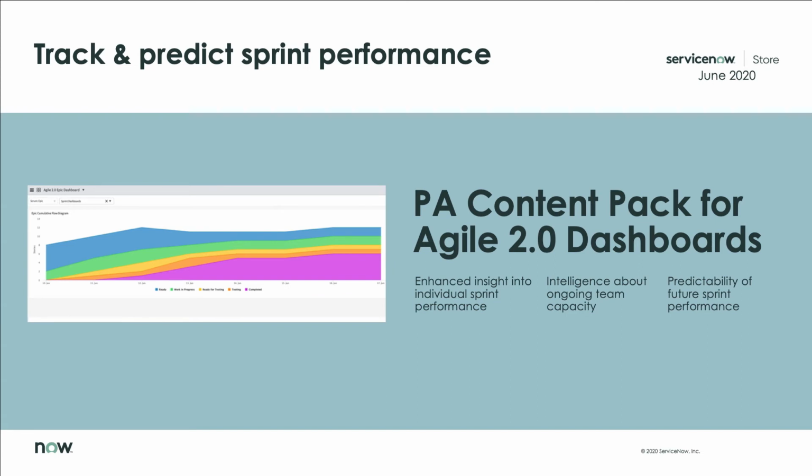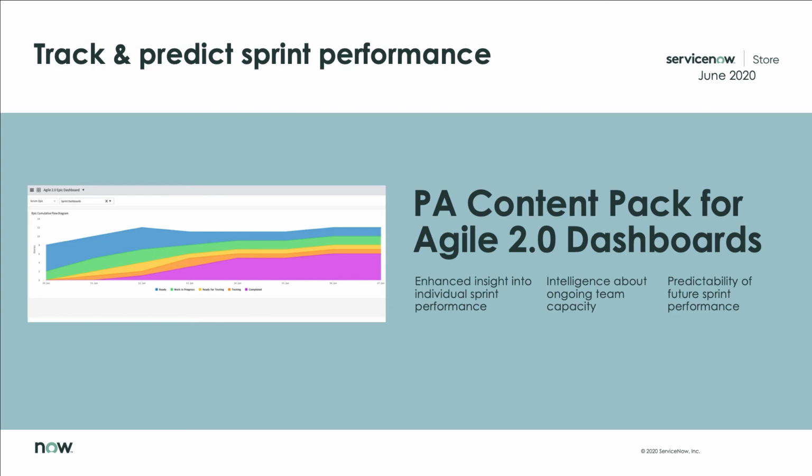It also provides intelligence about ongoing team performance by comparing completed to committed and expected capacity over time and showing the variance between them as indications of predictability. These enhanced Agile 2.0 dashboards are supported on our ServiceNow New York, Orlando, and subsequent releases.